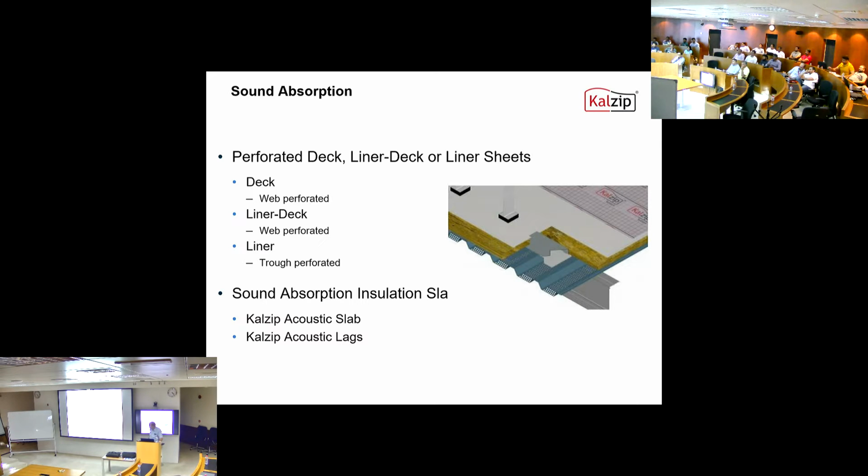We can also introduce acoustic slab, which is 30mm high density rock fibre board, or we could introduce acoustic lags, which are profiled to sit in the flutes of the trapezoidal profiles.